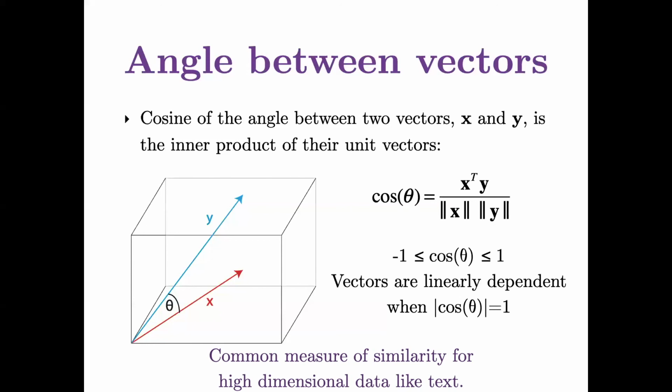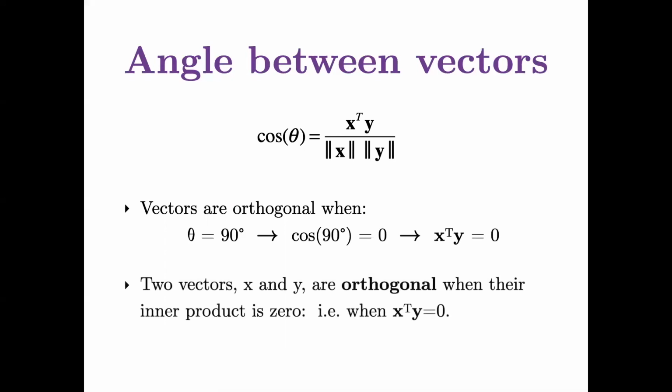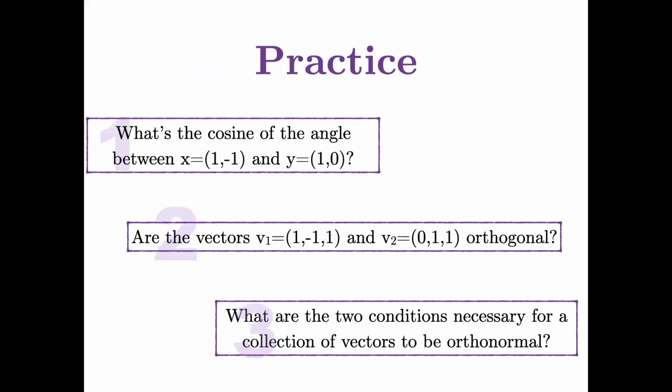For now, we want to stick to the definition, and since we're talking about orthogonality, we're interested in the case when the angle is 90 degrees. If anyone was a hotshot in trigonometry or even in calculus, they will remember their unit circle, and the cosine of 90 degrees is 0. And in order for this expression to be equal to 0, it must be the case that the numerator is 0. So two vectors are orthogonal when their inner product is 0, when x transpose y is equal to 0. Let's get a little bit of practice with this, and we'll come back in the next video.